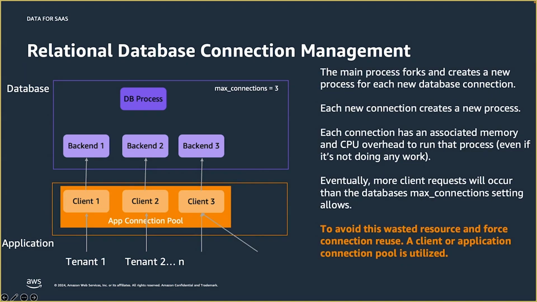So to avoid this, the common pattern that we would implement is a connection pool. And we'd have a client-side or application-side connection pool that would allow us to reuse a fixed number of connections in order to prevent the number of connections from continuously growing unbounded.